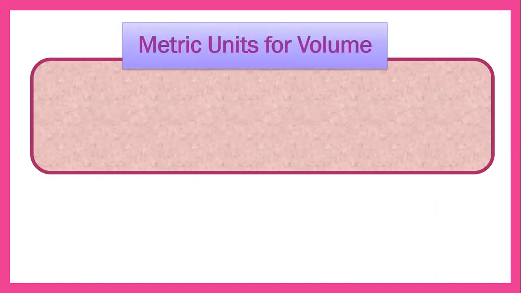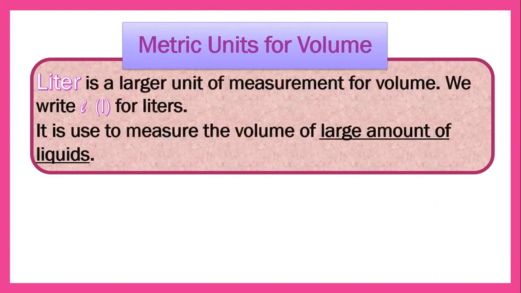Basically, liters and milliliters are the metric units we use to measure the volume and capacity. A liter is a larger unit of measurement for volume. We write L for liters. It is used to measure the volume of a large amount of liquids.